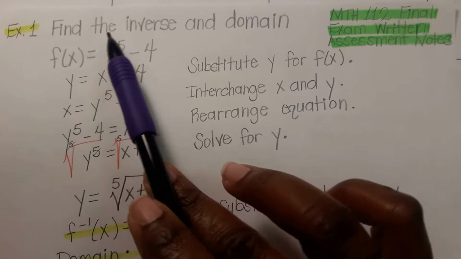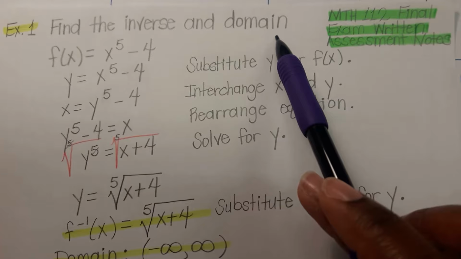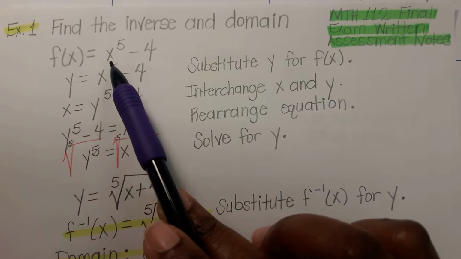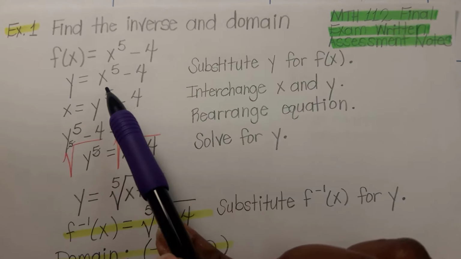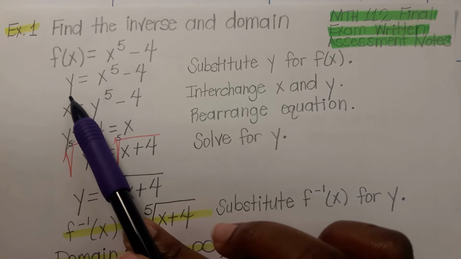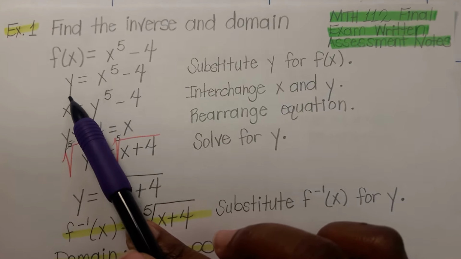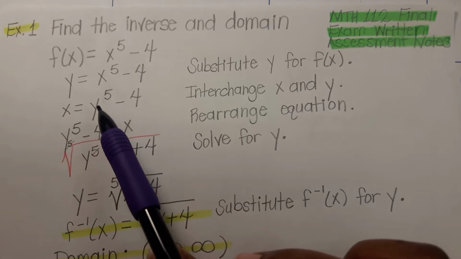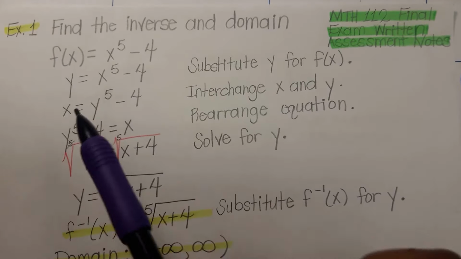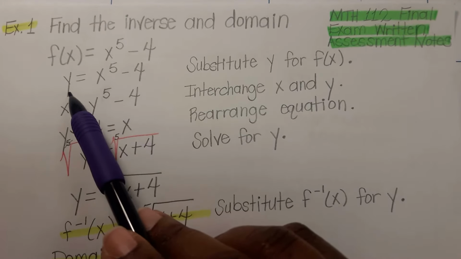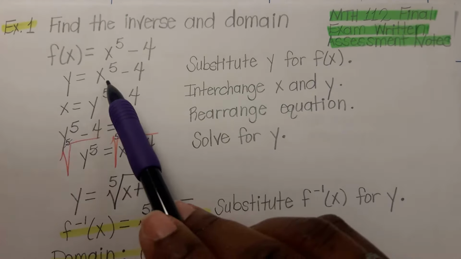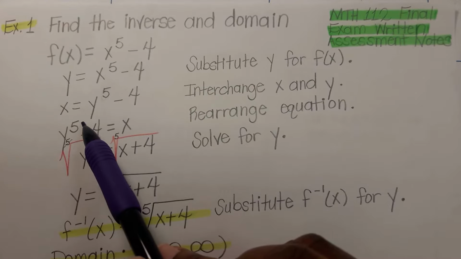Example 1 says find the inverse and domain. Your function is x to the 5th power minus 4. Right here, I'm going to replace y for f of x. After that, I want to interchange my x and y variables. So if you notice here, where y is, I wrote x. Where x is, I plugged in y.